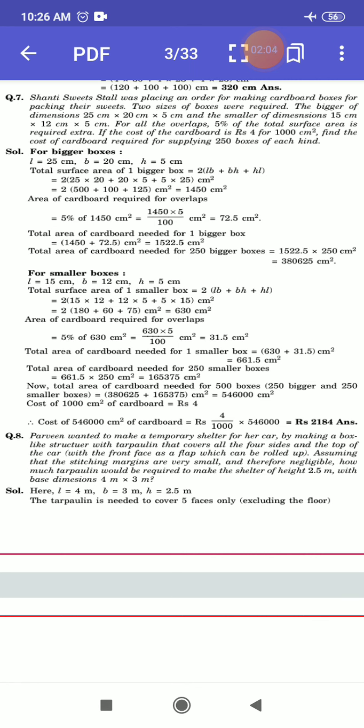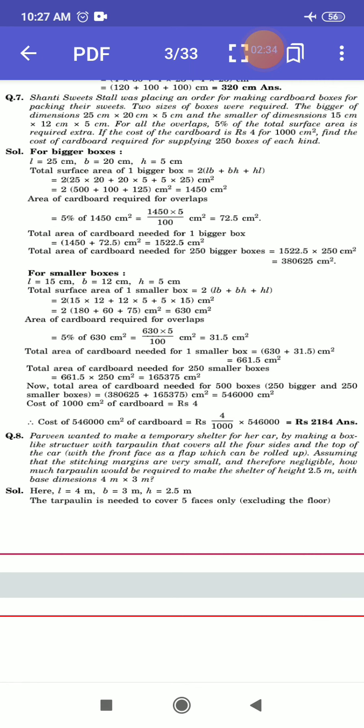Now first of all you have to find the bigger box, and then after you have to find the smaller box, and then after that you have to add all these surface areas of the bigger box and smaller box. Then you have to do the overlapping, that is 5% given in the question. So you have to do 5% of the total surface area, and then you have to find the cost of that. Okay, this is basically what you have to do in this question.